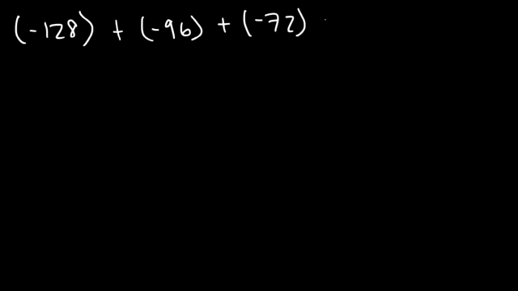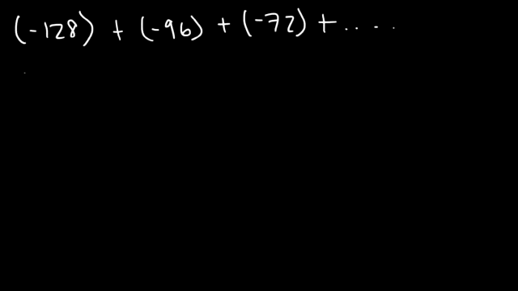Let's try one more example. Negative 128 plus negative 96 plus negative 72, and so forth. Will this series converge or diverge? If we ignore the negative sign and focus on 128, 96, and 72, the absolute value of these numbers is decreasing, which means that the series converges.